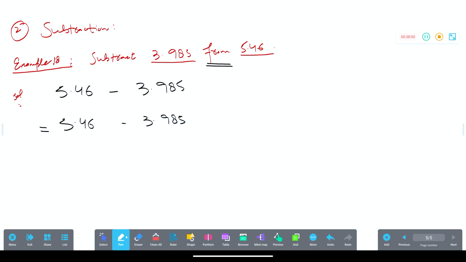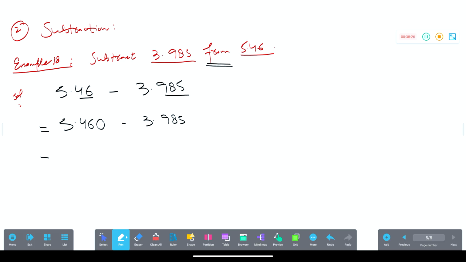Since you have to count the number of digits after the decimal point. The first number contains 2 only, second number contains 3. Maximum is 3, so you will make the number whose digits after the decimal point are only 2 equal to 3. How? By adding 0.